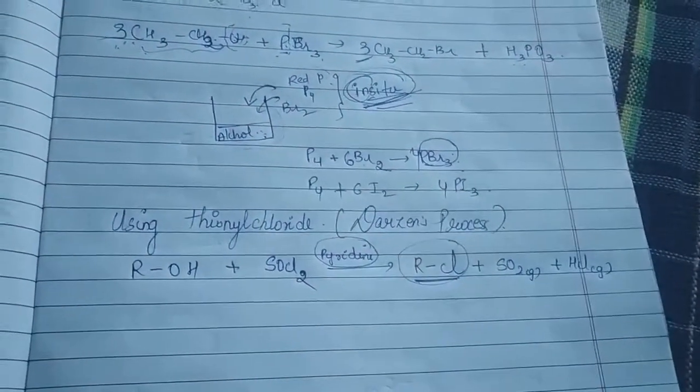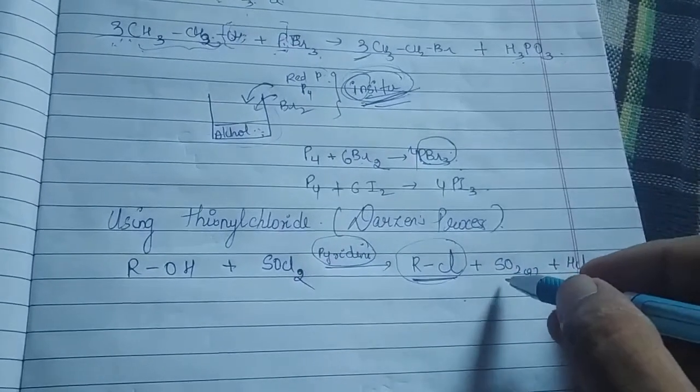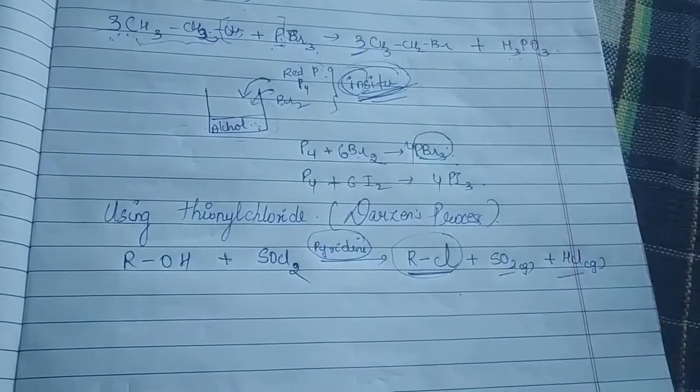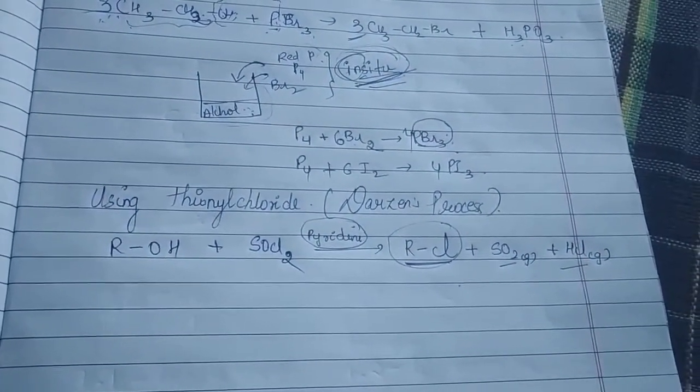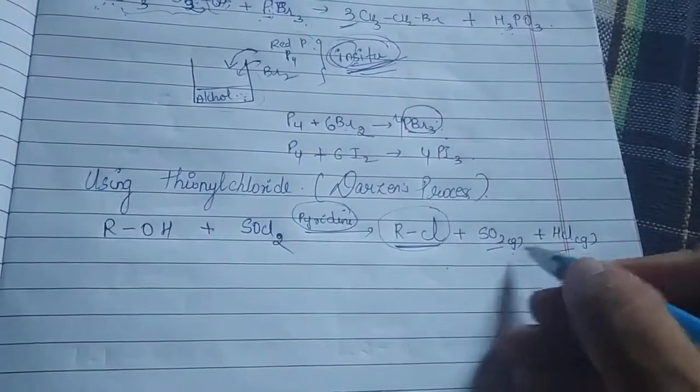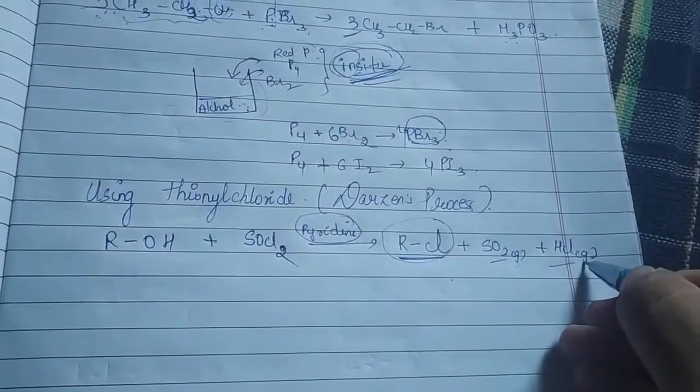But of course you can ask me, okay sir, you are saying it that way, but here we have got SO2 and HCl. They are all byproducts. Then how can we say Darzen's process is important? For those, please see the phase of them. Which phase is it? Gaseous phase.